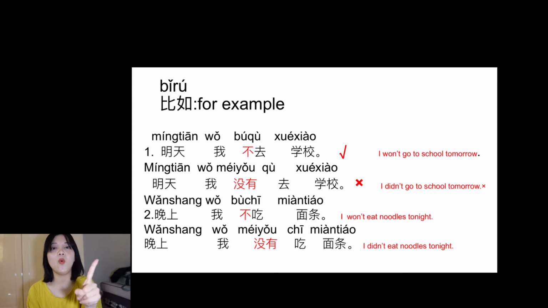明天我不去学校. Yes, tomorrow I'm not gonna go to school. And 明天我没有去学校. Something happened in the future, so no. And 晚上我不吃面条. Tonight I'm not gonna eat noodles. 晚上我没有吃面条 means tonight I didn't eat noodles.